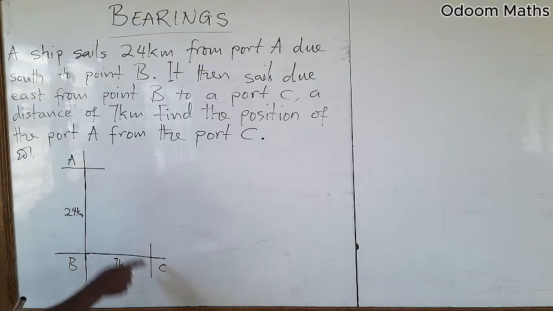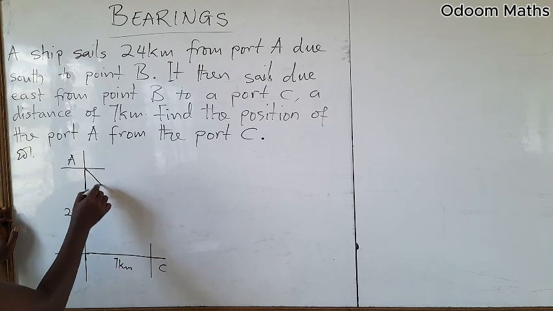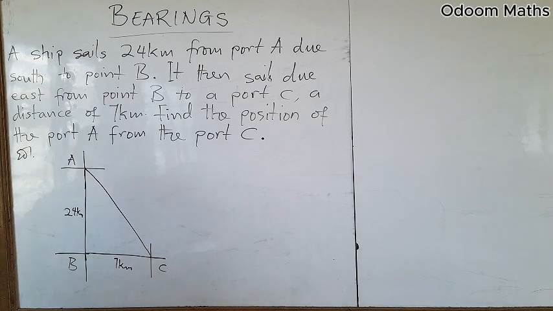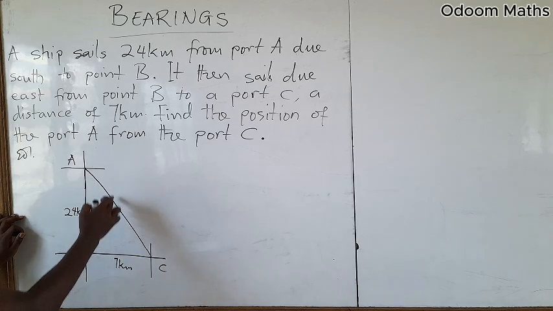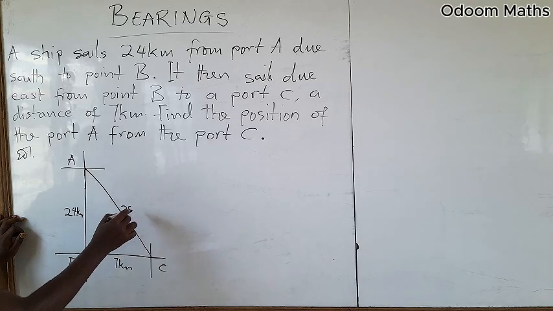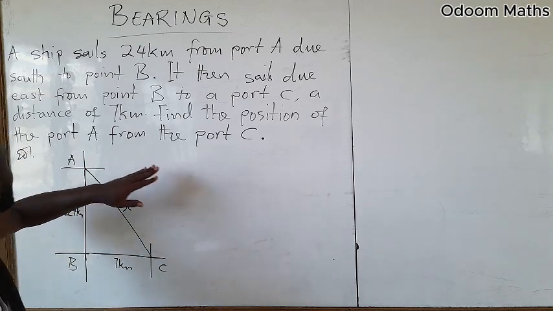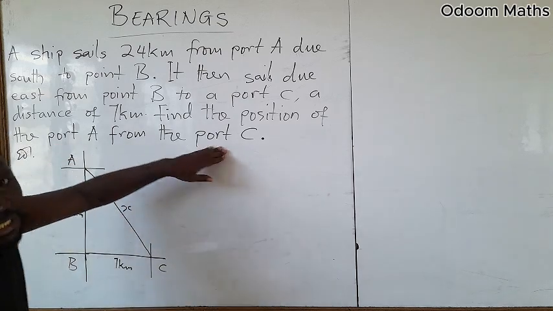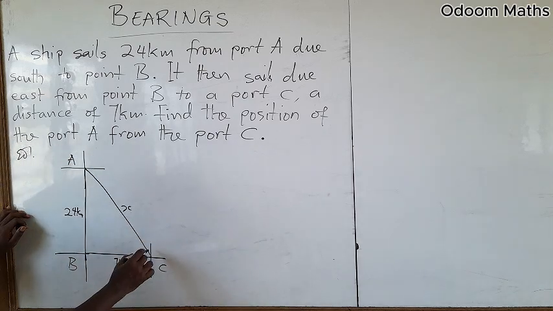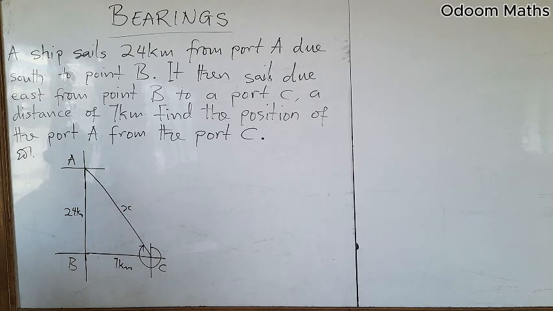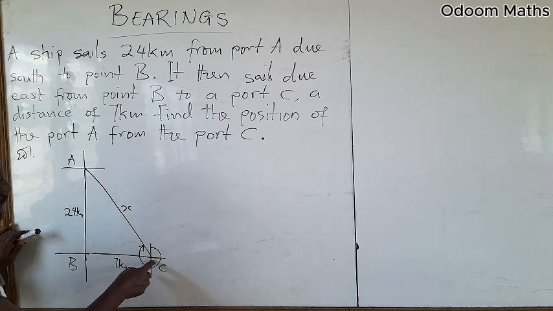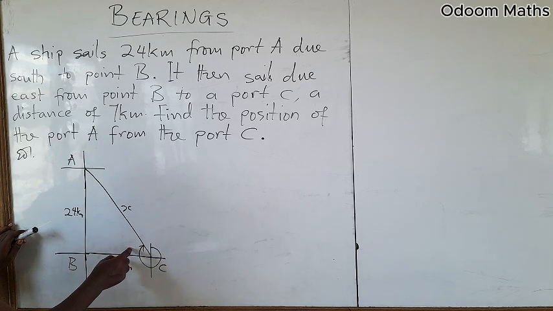Now we have to find the position of the port A from C. So let me join this. Now we need this distance. Let me call it X. And then we also need the direction of A from C. Direction of A from C means we move from this point to this line in a clockwise direction. So that is going to be 90, 90, 90, 270 plus this angle here.